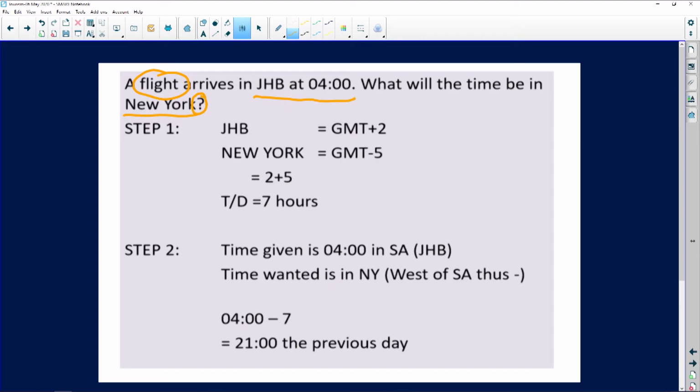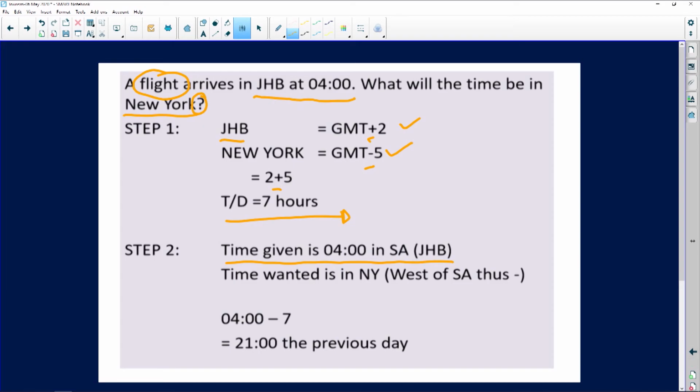First of all, on your time zone map, by now and with previous examples, we know that Johannesburg is GMT plus 2. New York on the map was GMT minus 5. You see it's a plus and a minus, so they are on both sides of the GMT. We add the two together, and the time difference that we get is 7 hours. That was step one. Step two, we take the given time. It is 4 o'clock in Johannesburg, South Africa. We want the time in New York.